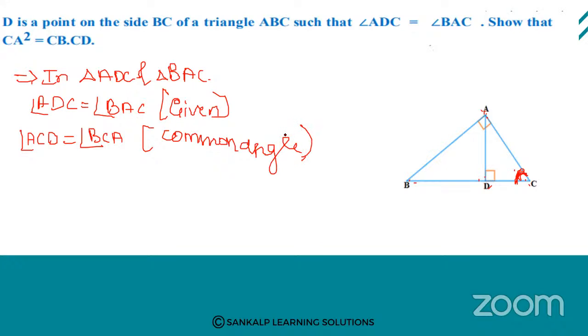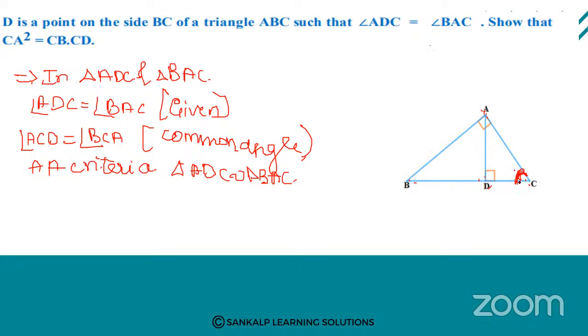Now, how many angles are equal? Two angles. That is D is equal to A and C is equal to C. Now, by using AA criteria, we can say that triangle ADC is similar to triangle BAC. Yes or no? Now, when these two triangles are similar, then corresponding sides are in the same proportion.